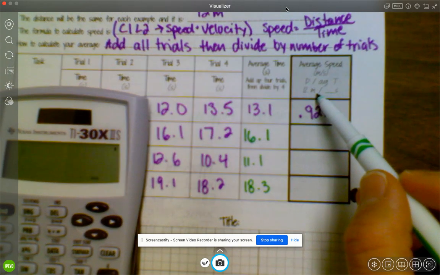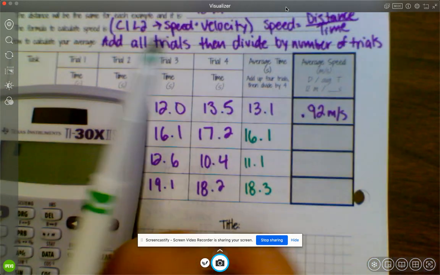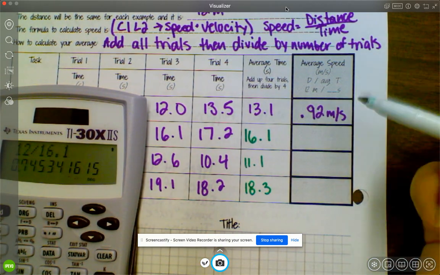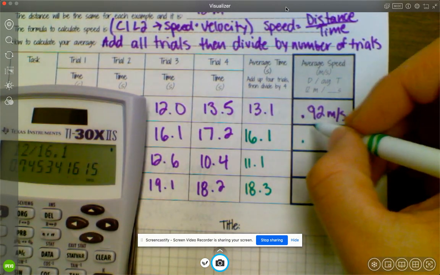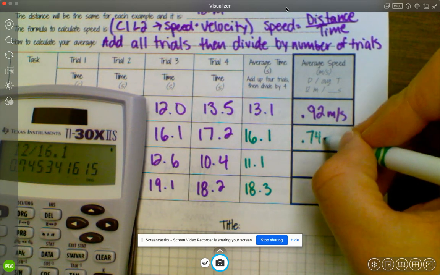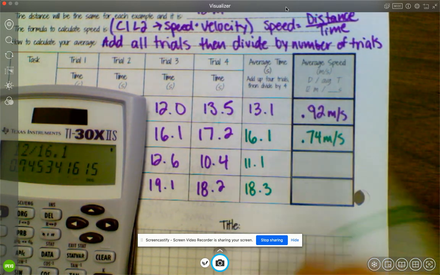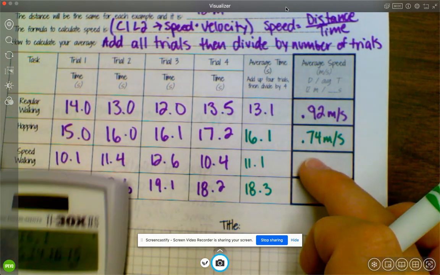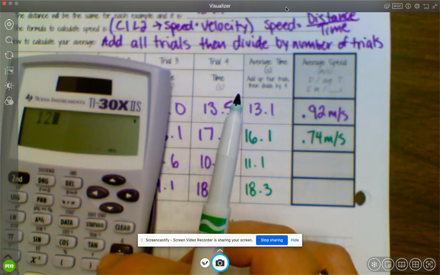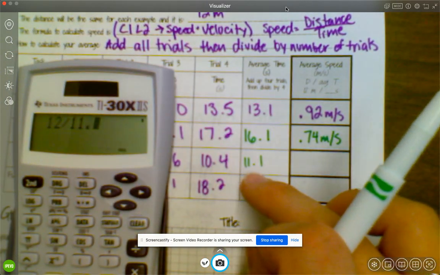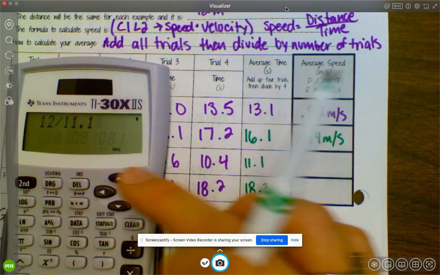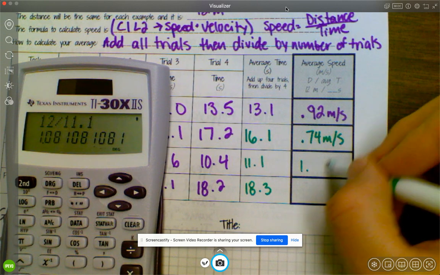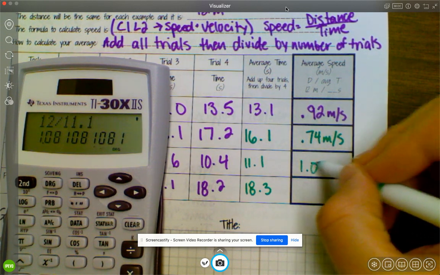So speed is equal to distance divided by time. Our distance was 12 meters, and we're dividing it by our time. So we have 12 divided by 16.1 here. So that gives me 0.74 meters per second. For our next one, I've got 12 divided by 11.1. So I've got 1.08.